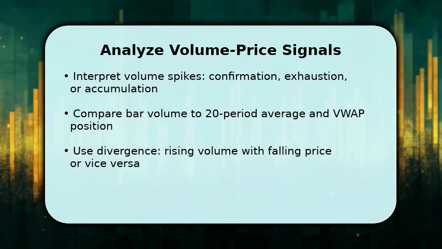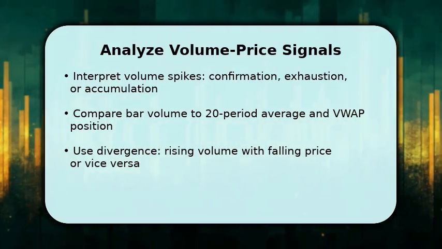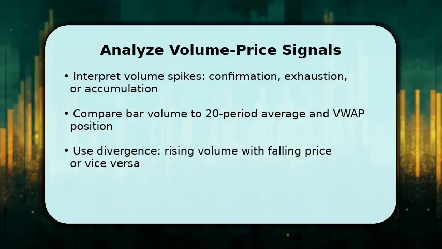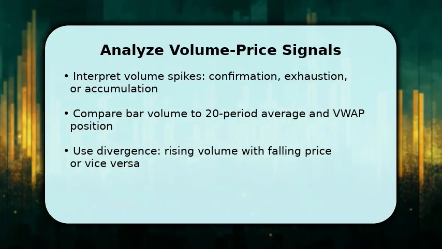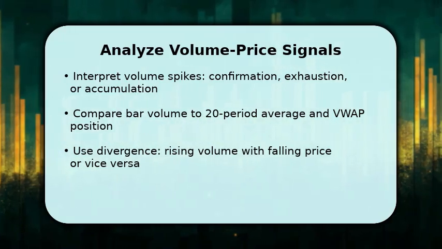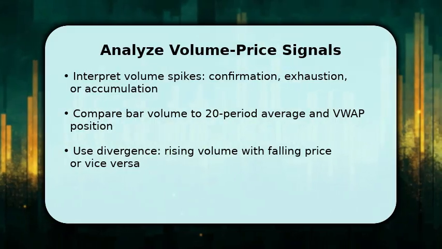You now dissect what volume means in context. Compare each bar's volume to the 20-period average and note whether it sits above or below VWAP. Once done, classify spikes as confirmation when volume supports a directional move, exhaustion when extreme volume fails to follow through, or accumulation when steady volume builds a trend.